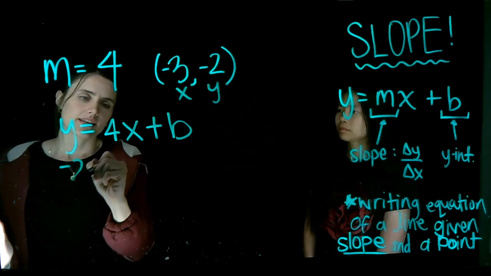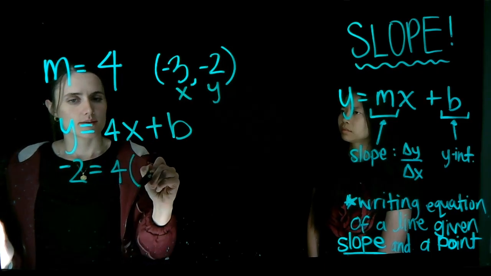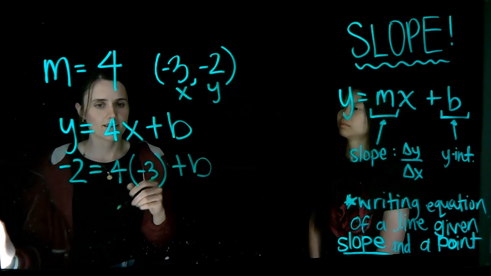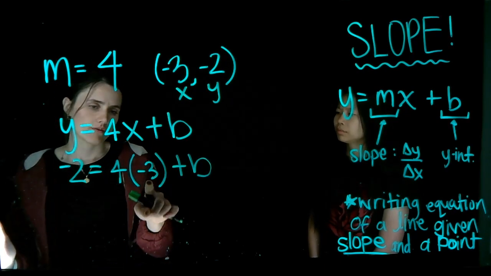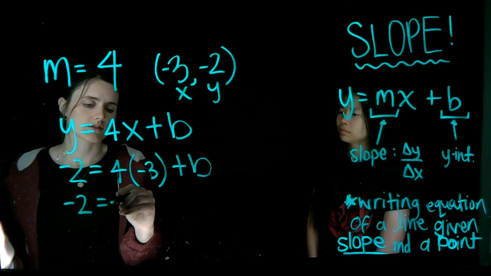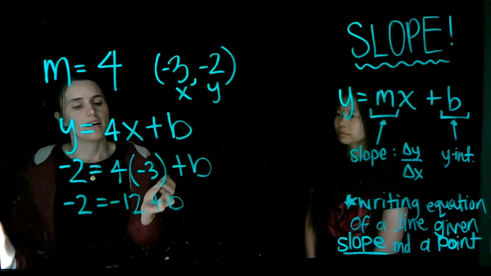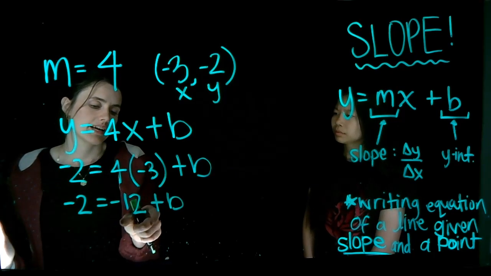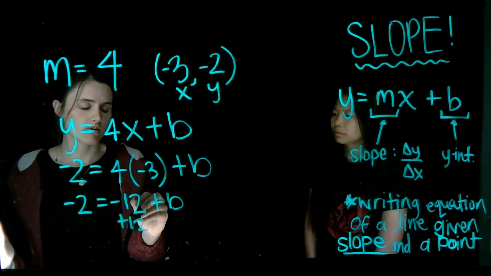So we'll have -2 equals 4 times -3 plus b, and then we can simplify from here. And -3 times 4 gives me -12, so we'll have -2 equals -12 plus b. And now I can take this -12 and I can add 12 to it. -12 plus 12 is 0.